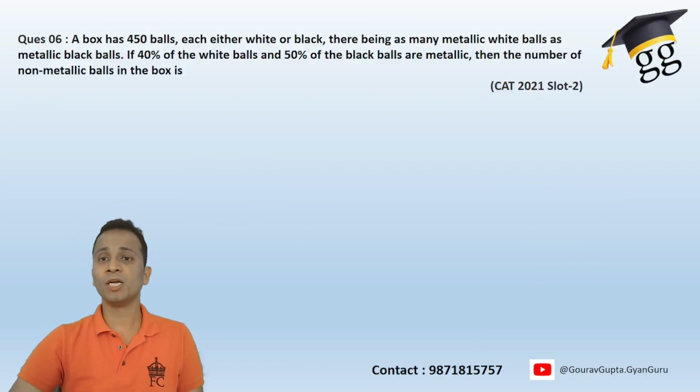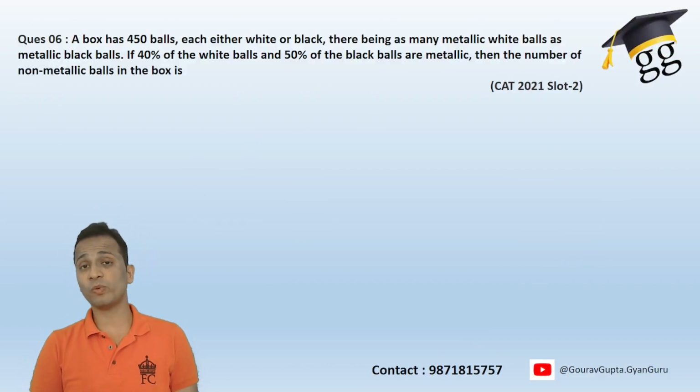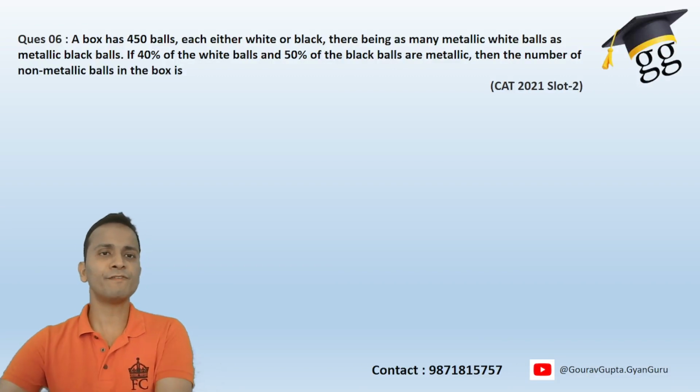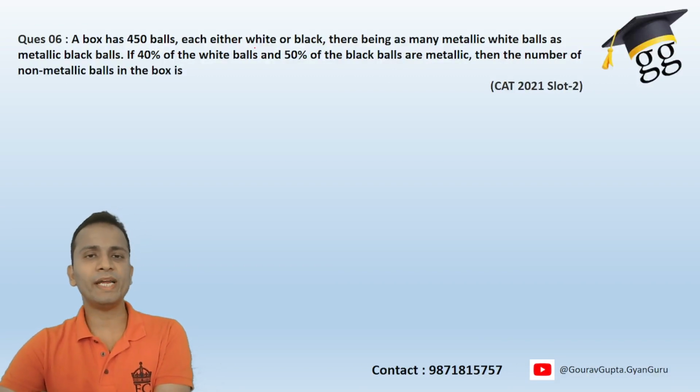Question number 6. CAT 2021 slot 2. In CAT 2021 a lot of questions came on percentages, and these questions are not that difficult. Okay. Question says a box has 450 balls, each either white or black.